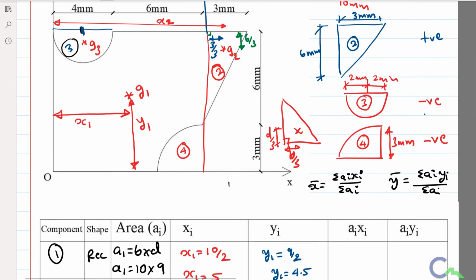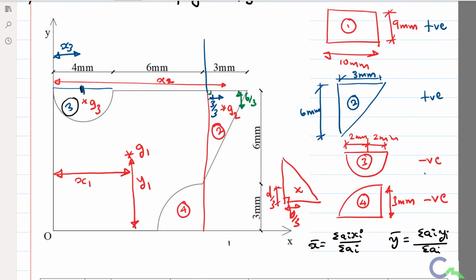Then I have to calculate the y3 distance, that is from the OX reference axis. I can take here, this will be y3. So if I want to calculate y3, I have to calculate this distance from the derivation, that is 4r by 3 pi. So total it is 6 plus 3, 9 mm.